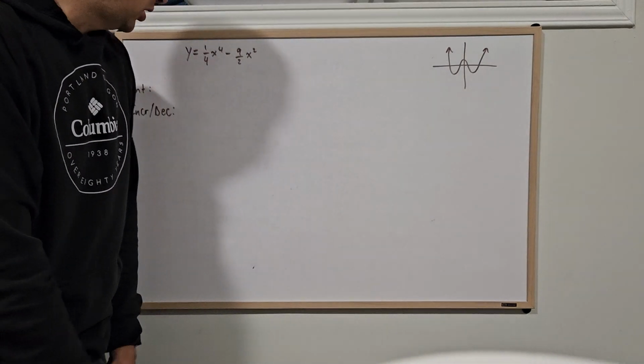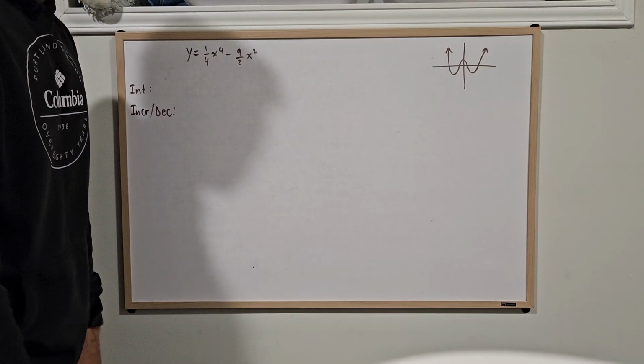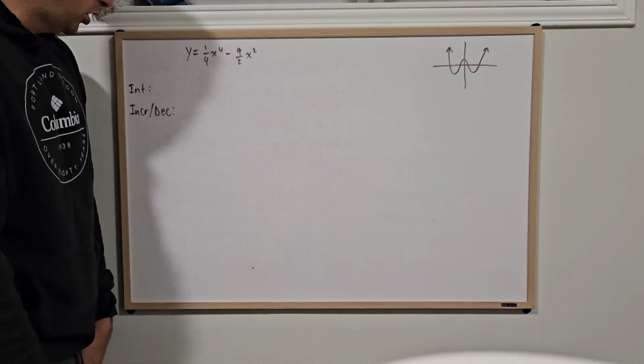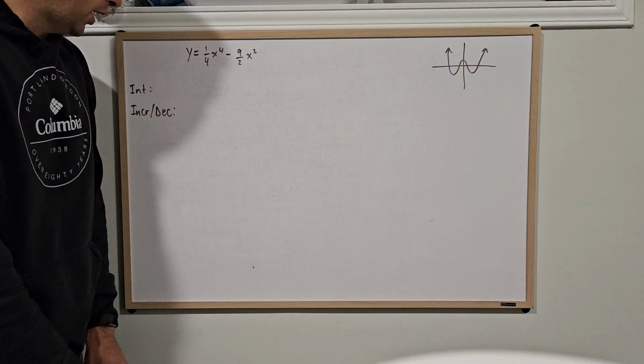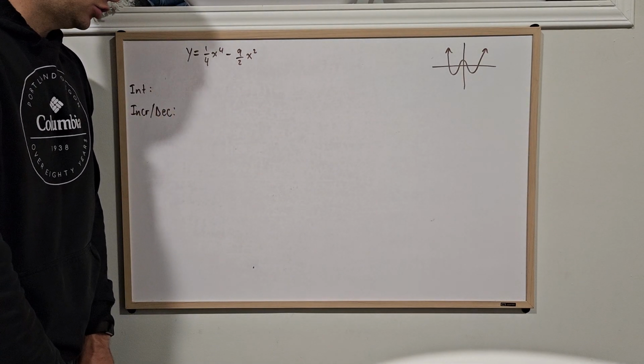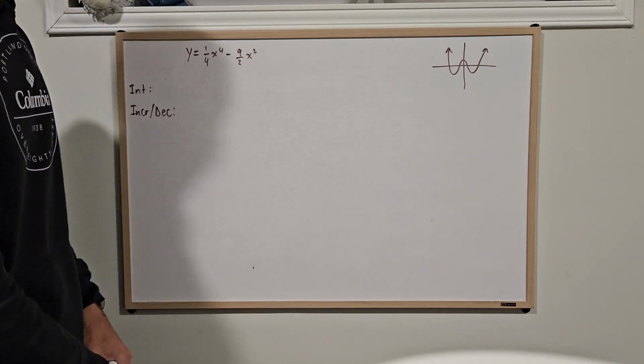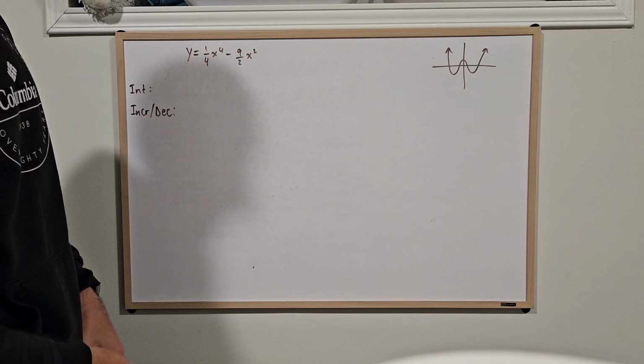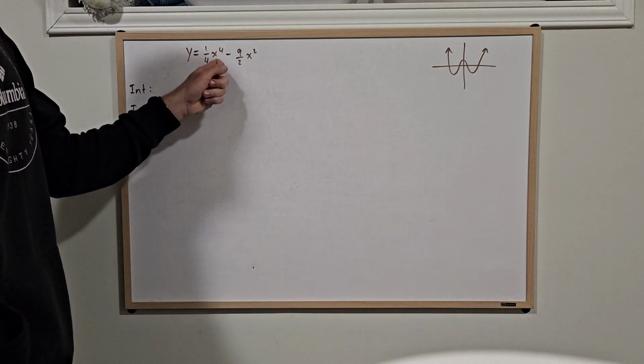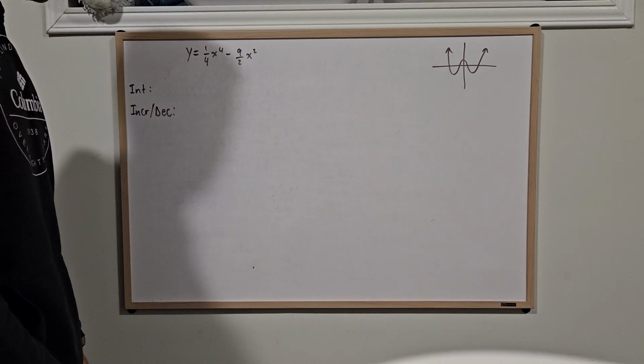Today I will be attempting to graph this polynomial function here. We have y is equal to 1 over 4x to the 4 minus 9 over 2x squared. This is a polynomial function with our highest degree here being 4, x to the 4.